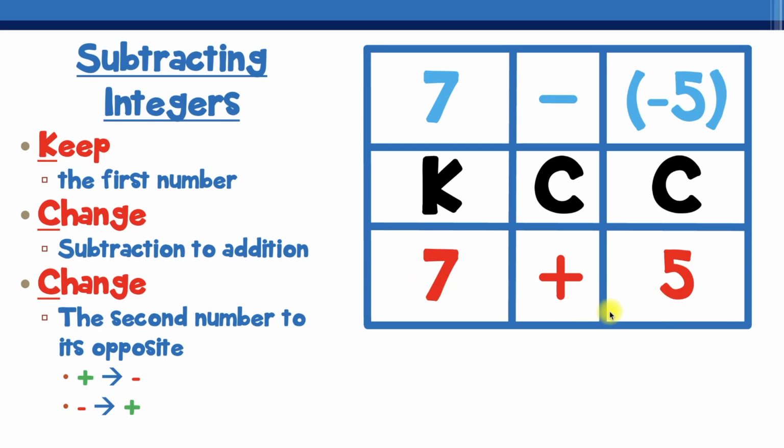The new question that we have is way easier than the first question we had. And 7 plus 5 is just 12.